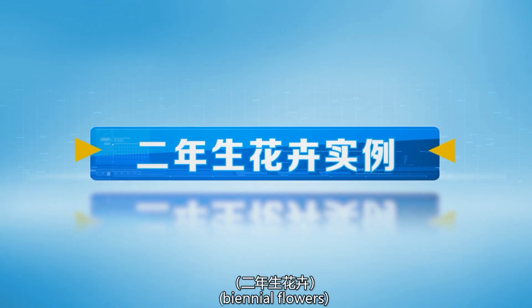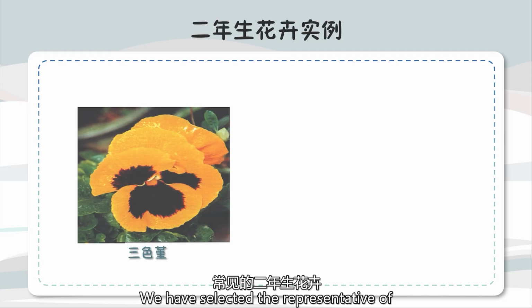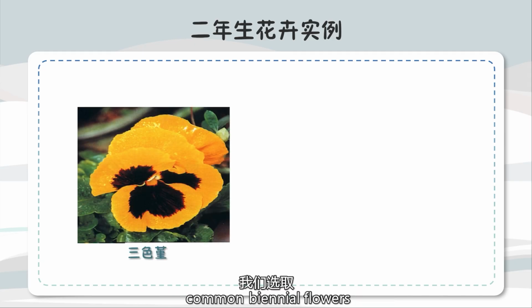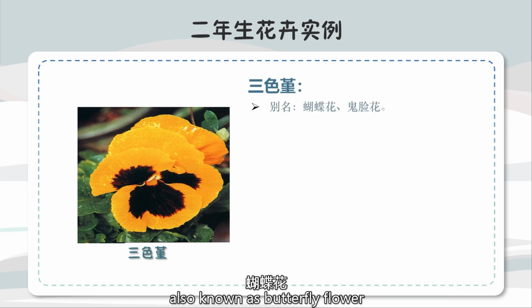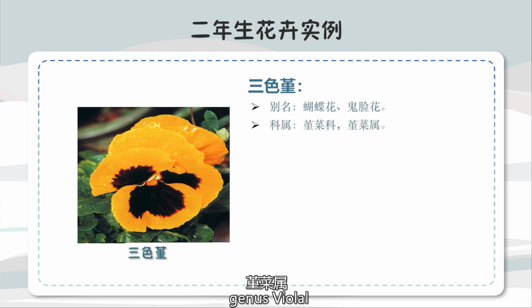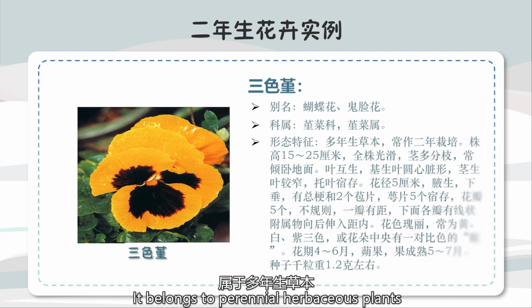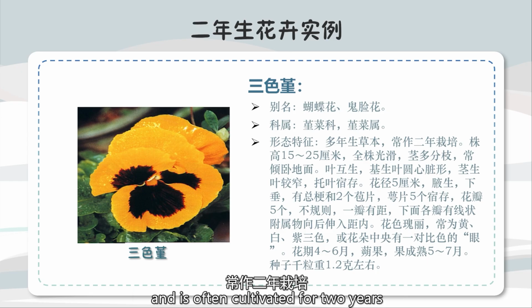Biennial flowers. We have selected a representative of common biennial flowers: the tricolor violet. Three-colored violet, also known as butterfly flower and grimace flower, belongs to the genus Viola of the family Violaceae. It is a perennial herbaceous plant and is often cultivated for 2 years. The plant is 15 to 25 centimeters tall, smooth throughout with many branching stems, and often leans on the ground.